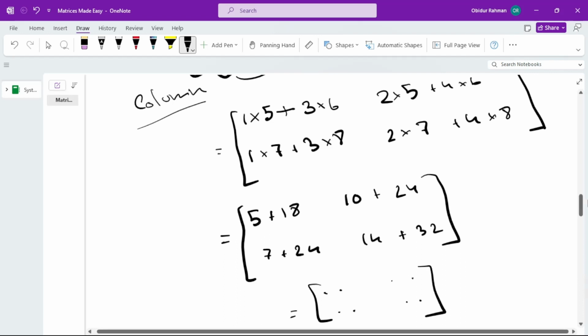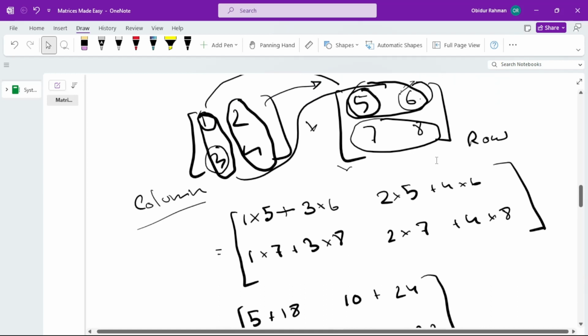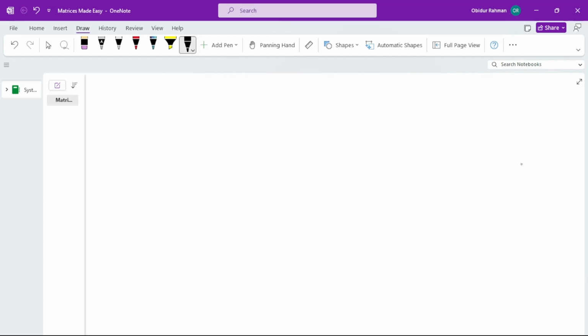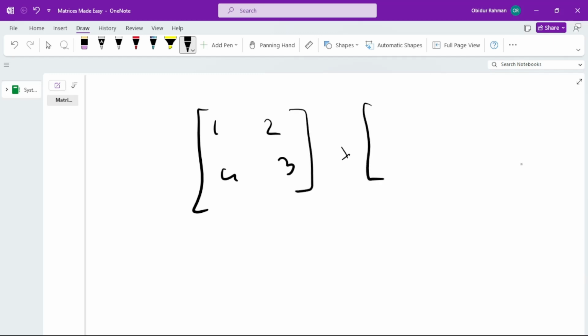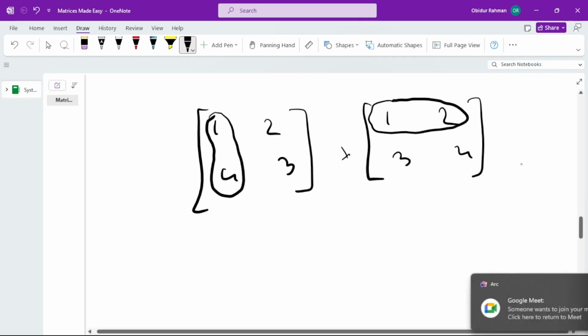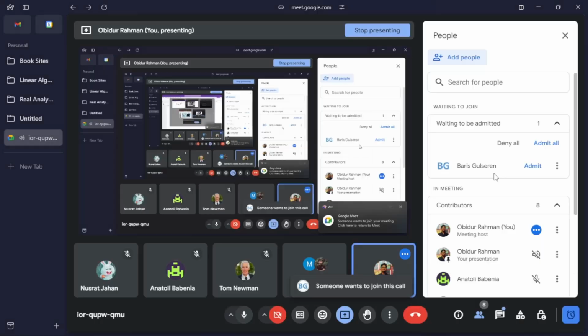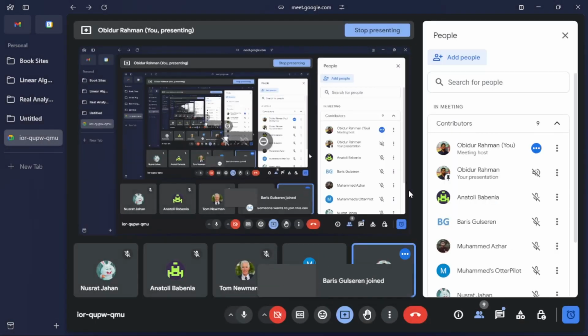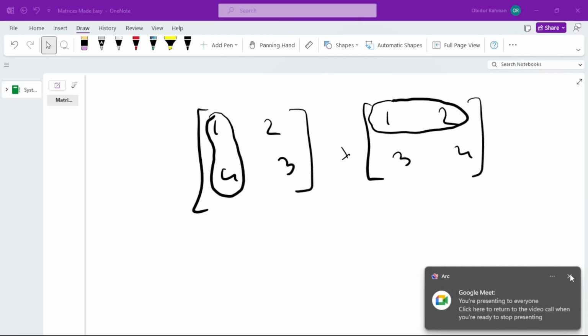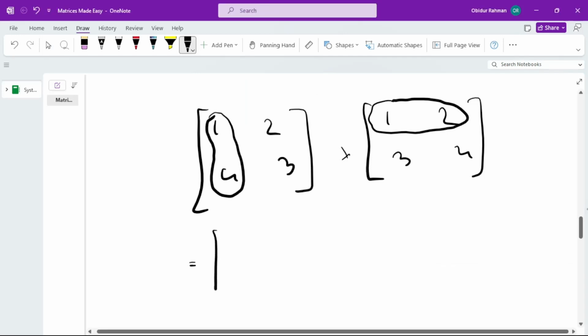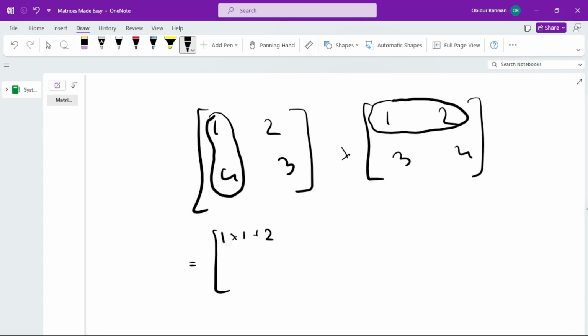This is called a matrix multiplication. In short, let me recap it again. We have 4 numbers. We're gonna multiply them. We take the first column from the first matrix. We take the first row from the second matrix. Then we multiply the first elements of those two. Then we add the multiplication of the second element of those two.